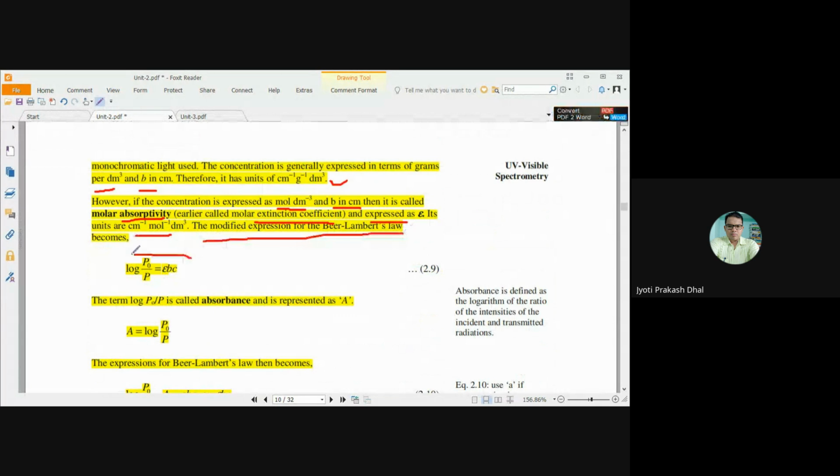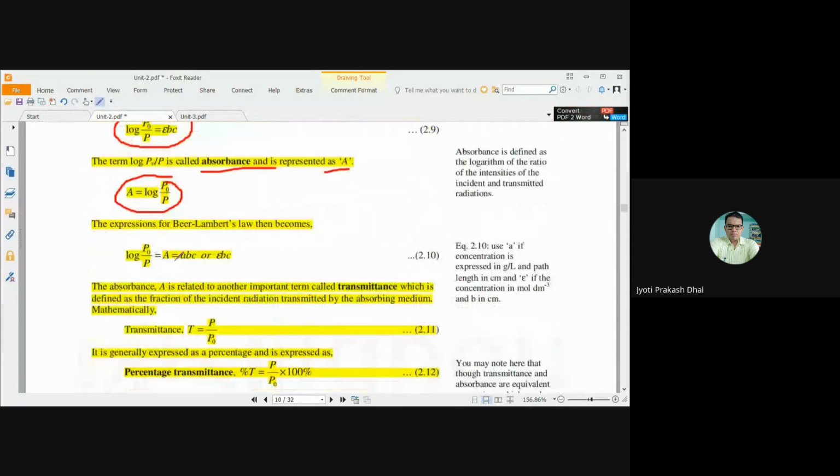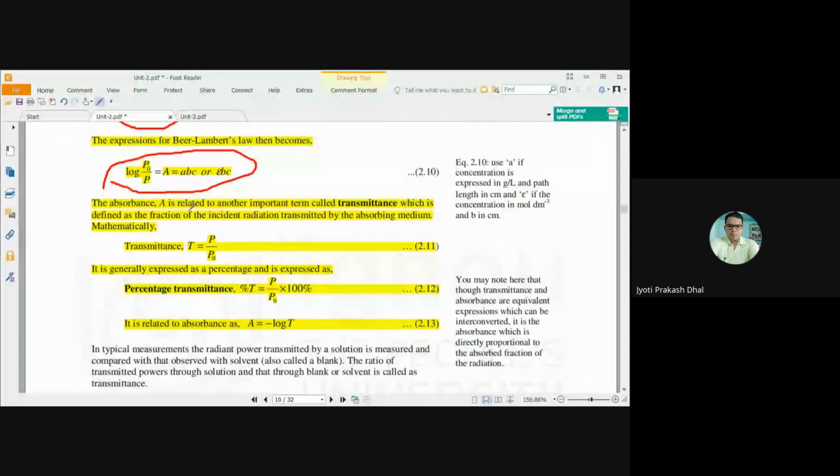that is log P naught by P equals to epsilon bc, and here the term log P naught by P is called the absorbance, and that is represented by A. So A equals to log P naught by P. Now the expression for the Beer-Lambert's law becomes log P naught by P equals to A equals to abc or epsilon bc.